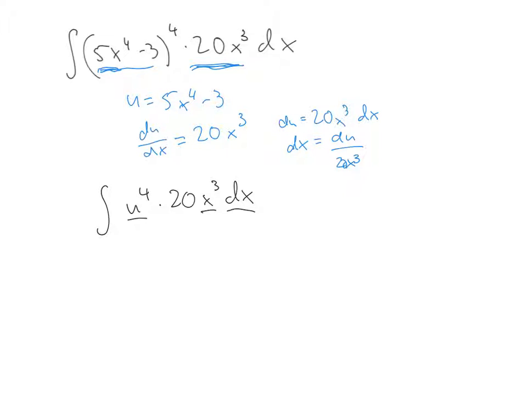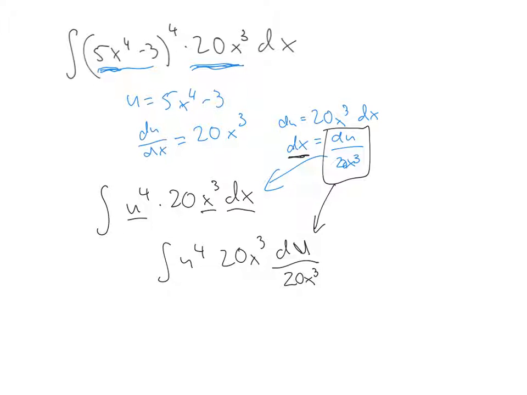That should be 20. So if we take this and plug it in for dx now, we would end up with the antiderivative of u to the fourth times du over 20x cubed, because that's what dx was equal to. So you just plug that in for the dx, and now the 20x cubes cancel. This whole thing becomes the integral of u to the fourth du, which is easier to do than multiplying out that long expression in the beginning.